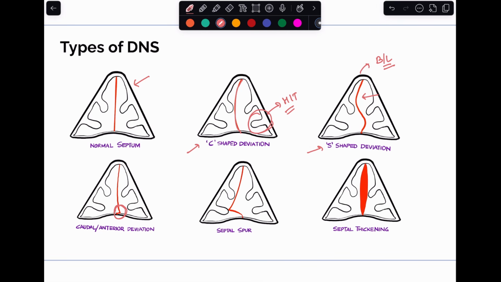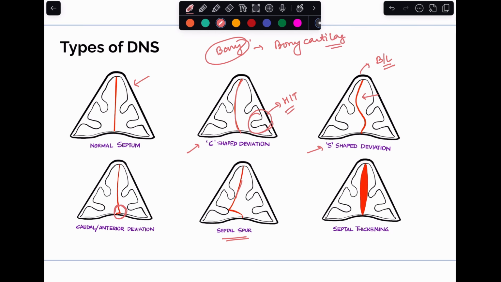Then we have the septal spur. Septal spur is when a spur, what is a spur? Now that is a very important question that you're asked. What is a spur? Spur is a sharp, shelf-like bony projection. It's important to know that it is a bony projection which usually arises from the bony cartilaginous junction of the septum. And this projects laterally into the nasal cavity.